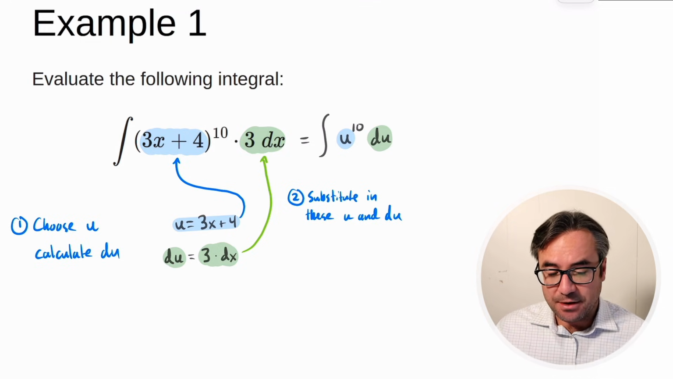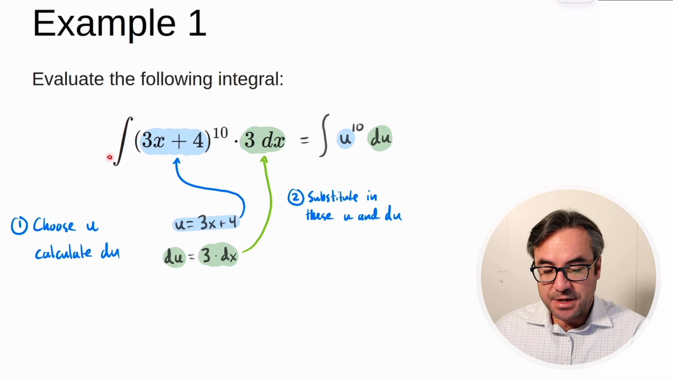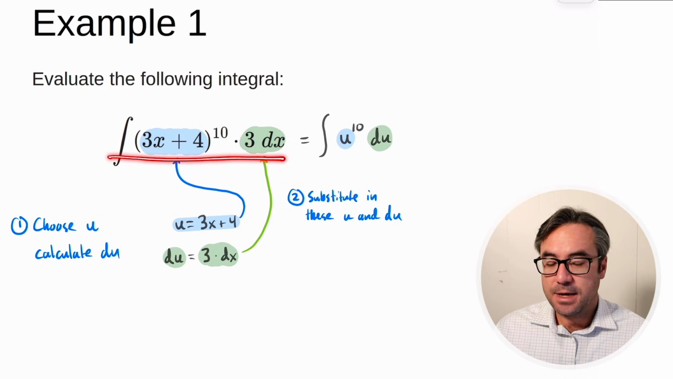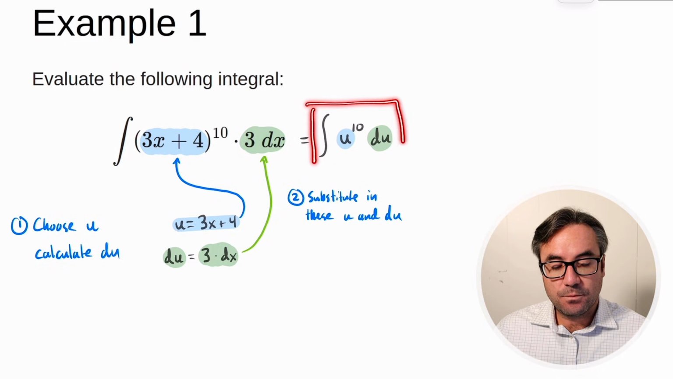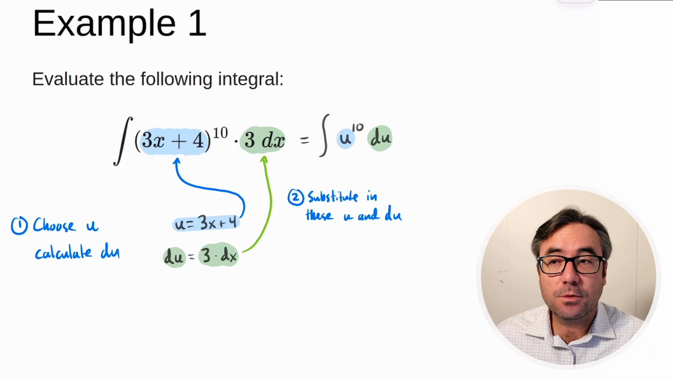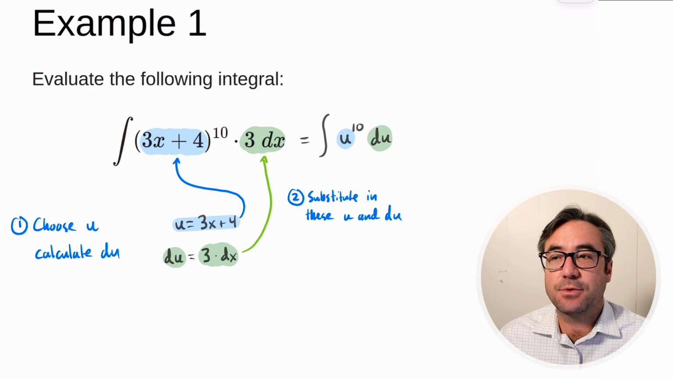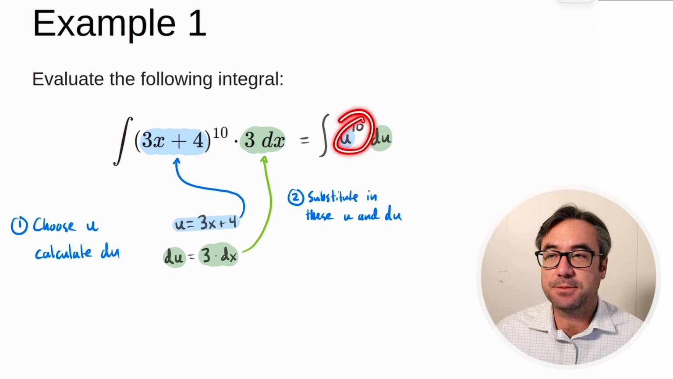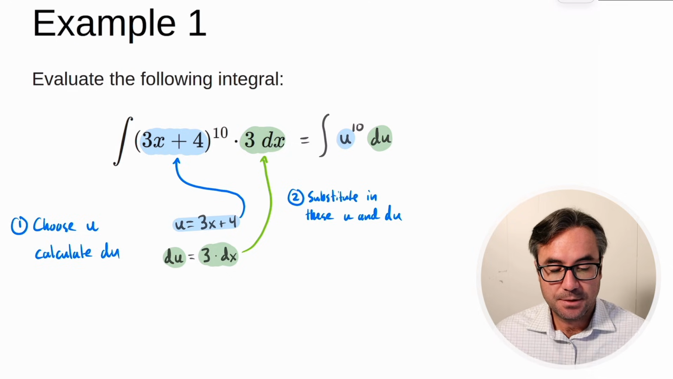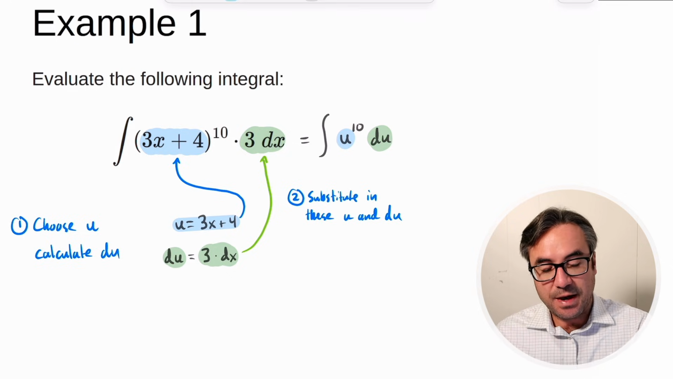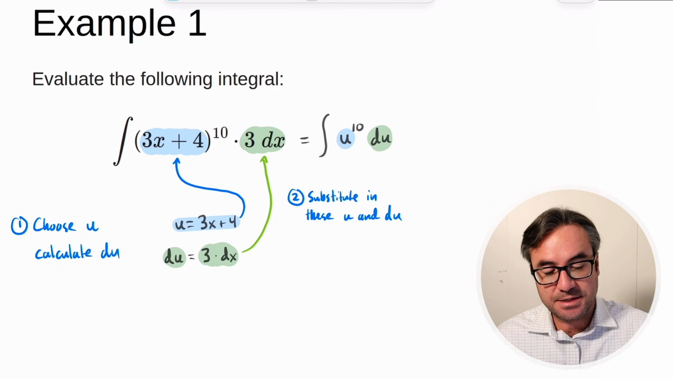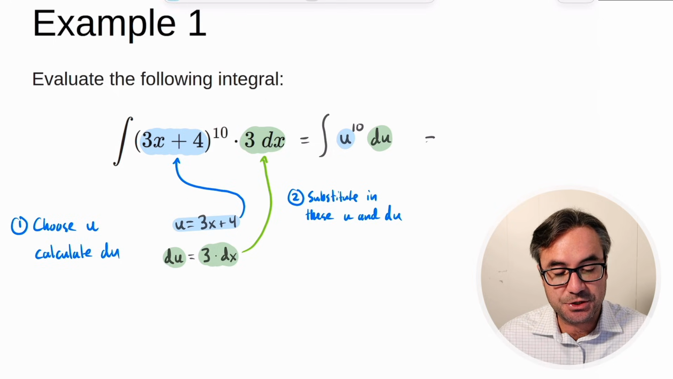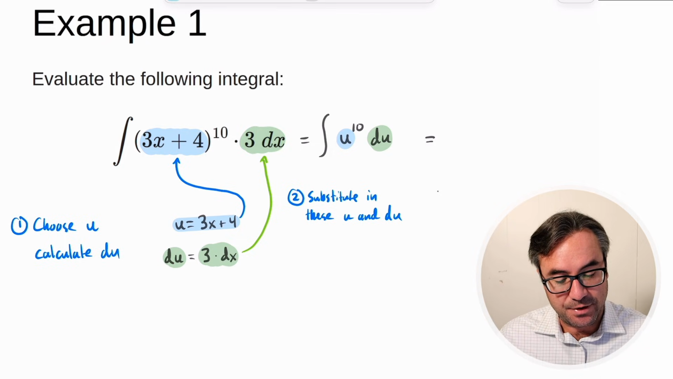And the upshot of all this is we've taken a complicated integral, and now we've gotten it down to an integral that's just one of our basic antiderivatives. So this is now just basic power rule. And once we've gotten it to that point, we're ready for the next step. So the next step is to just do the integration. So we're going to get our antiderivative.